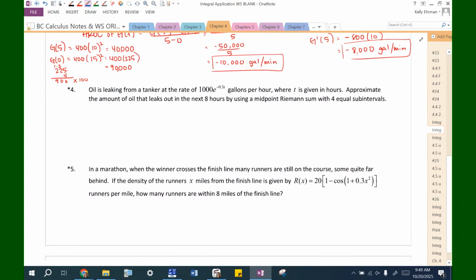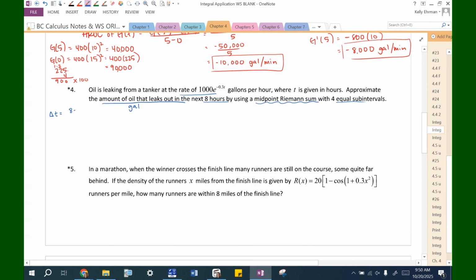Now we're switching back to calculator. So oil is leaking from a tanker at a rate of 1,000 e to the negative 0.3 t gallons per hour, where t is given in hours. Approximate the amount of oil that leaks out, so that's going to be a number of gallons, in the next 8 hours using a midpoint Riemann sum with 4 equal subintervals. Okay, so let's figure out our delta x first, or our delta t, I should say.